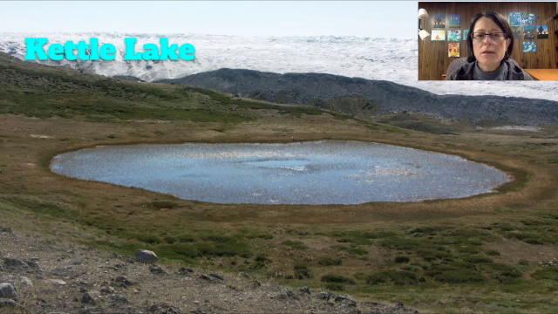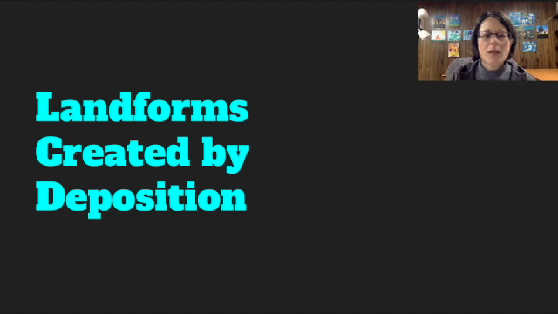Also, when we visited the bog, that is a kettle lake that was formed from the glaciers. So not only are landforms formed by erosion, but they're also formed by deposition in our area.